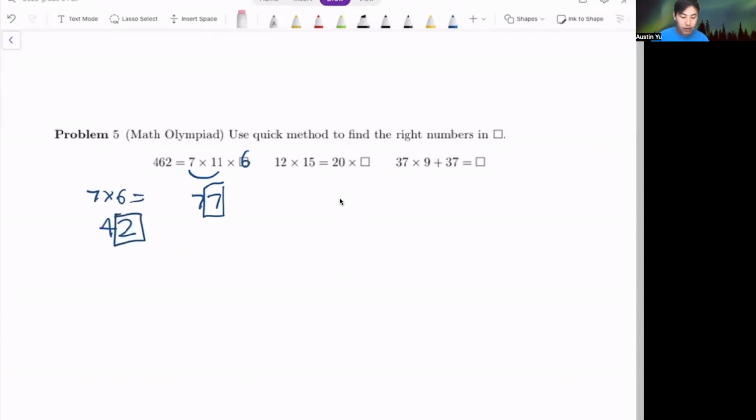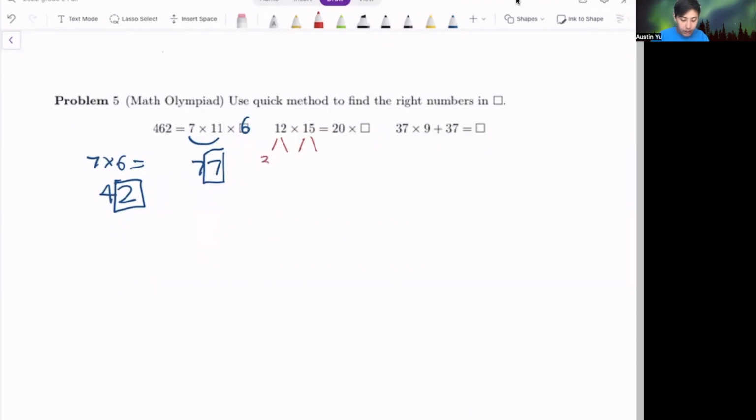For the second problem, 12 times 15 equals 20 times something else. For this problem, we can rewrite 12 as 3 times 4, and 15 as 3 times 5. And then for 20, we can also write it as 4 times 5. Since 4 times 5 appears on both sides, we can cross it out. What we are left with is 3 times 3, which is 9. Therefore, the answer is 9.